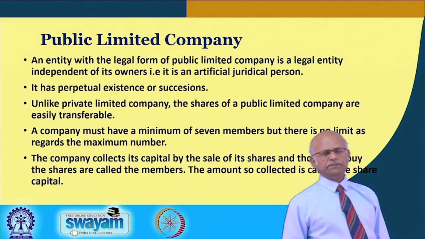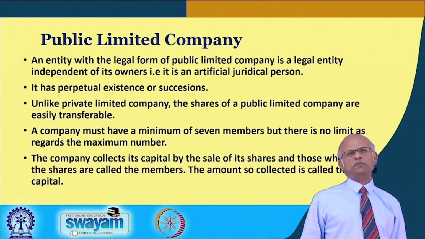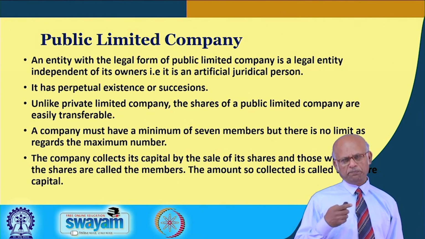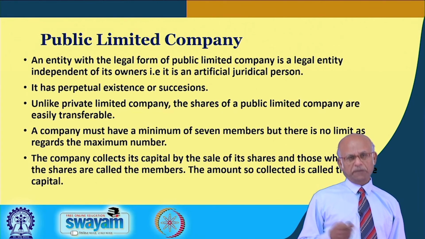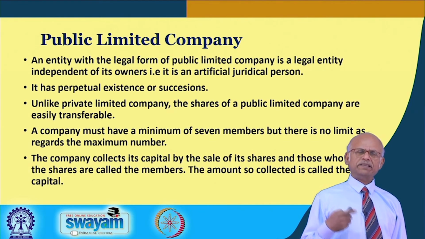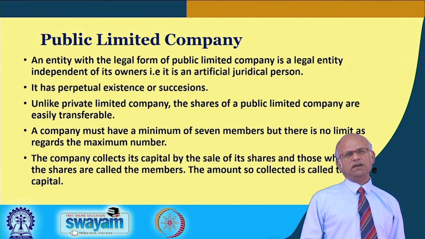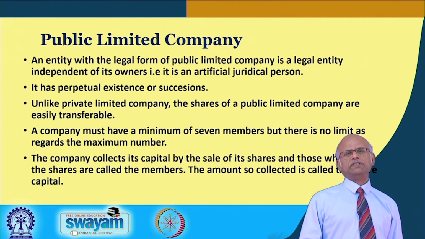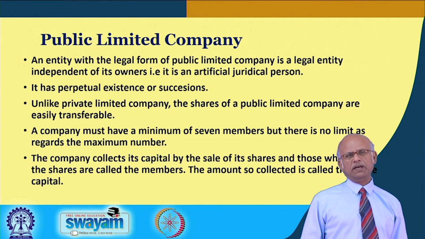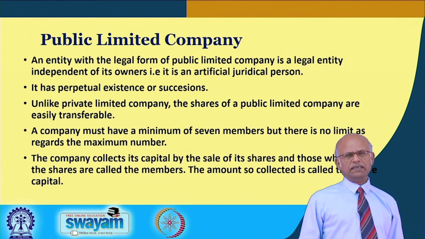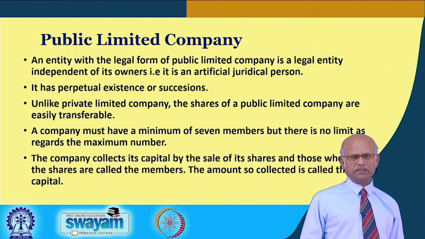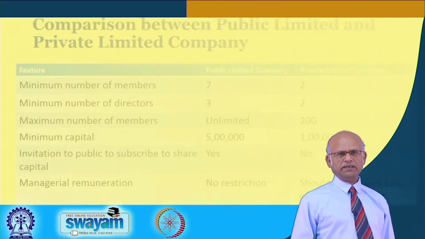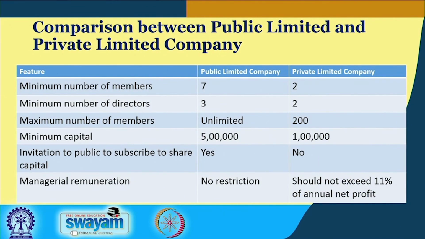Public limited company is very similar to private limited company. The primary difference is that here the number of shareholders is unlimited, whereas in private limited companies the maximum number of members is 200. Here the minimum number is 7, and the maximum is unlimited. One can pause and read more, and I have a chart showing the differences. I think the information will be clearer there.